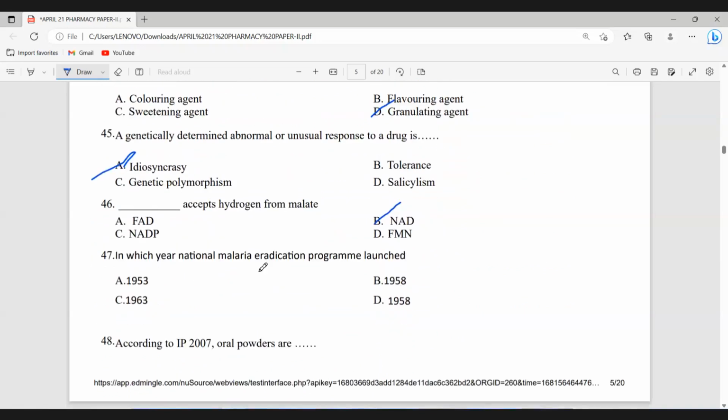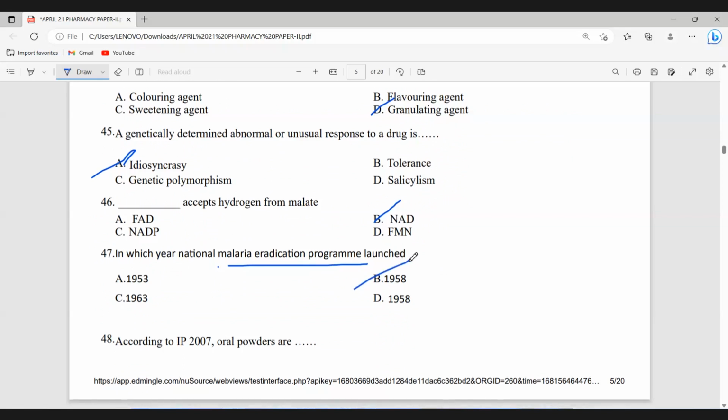Then 47. In which year was the National Malaria Eradication Program started? It is 1969? It is 1953? 1958. The answer is 1958.